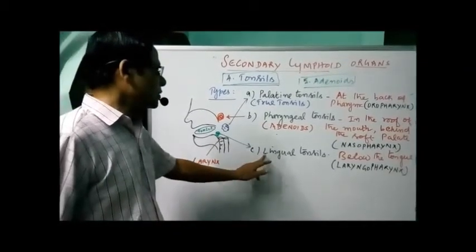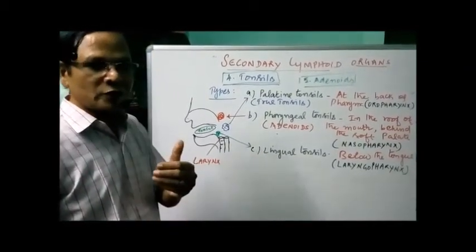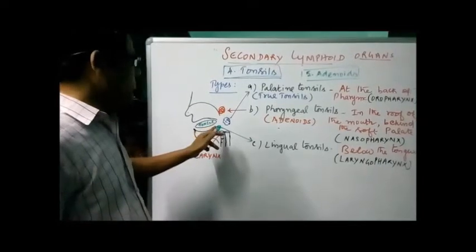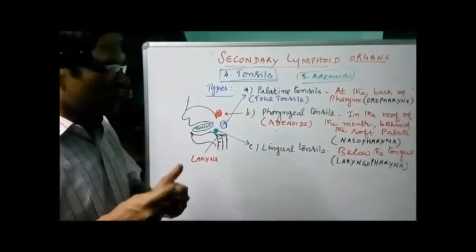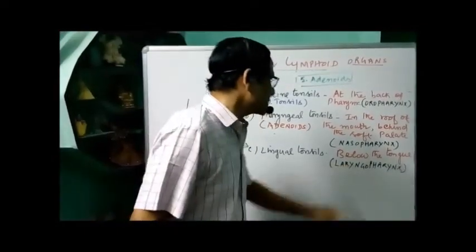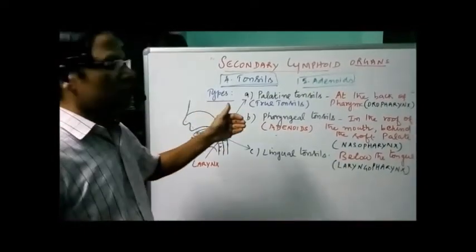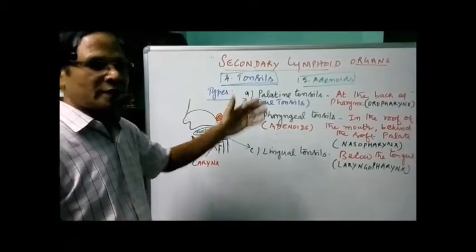The third one, lingual tonsils. Lingual refers to the tongue, just below the tongue, near the larynx. The pharynx region present near the larynx is called the laryngopharynx. So anyway, the tonsils are located in different parts of the pharynx.